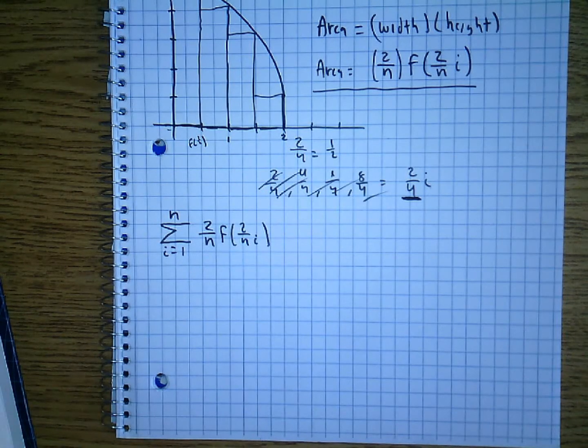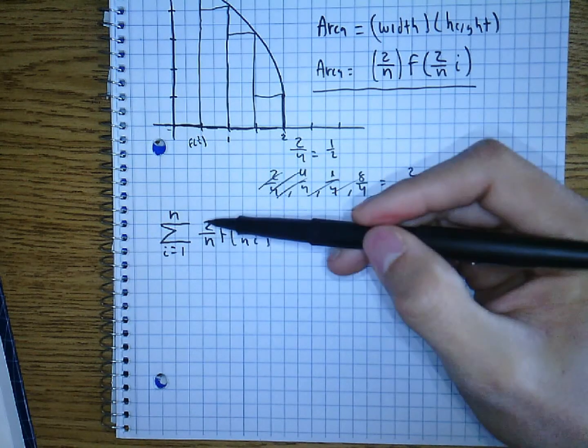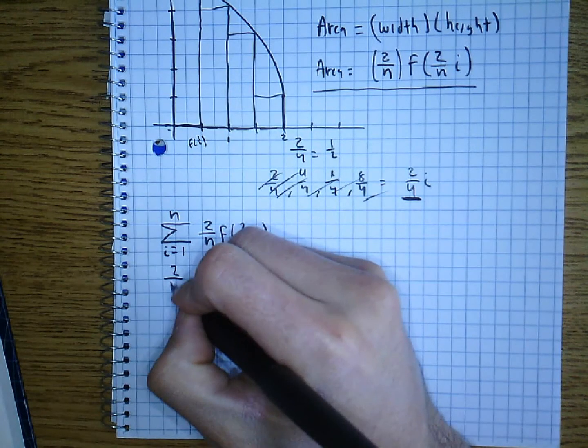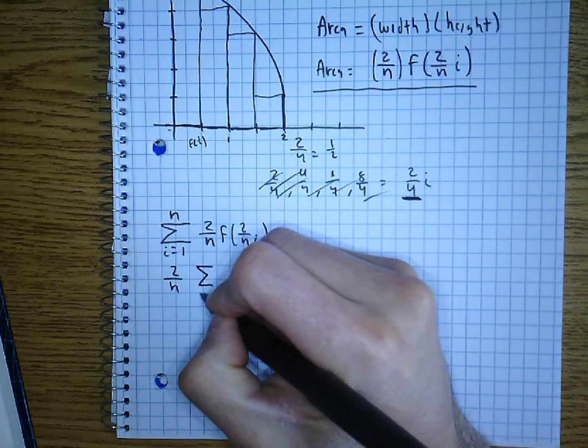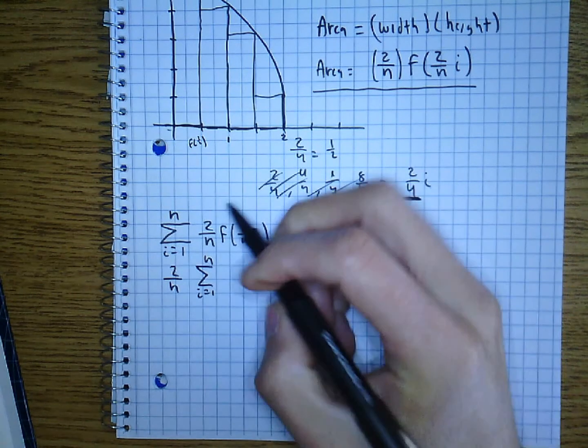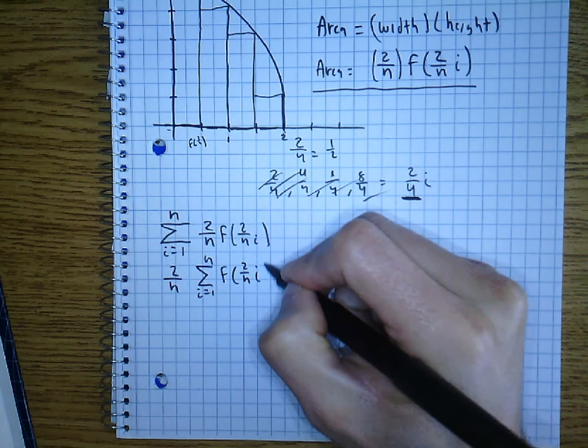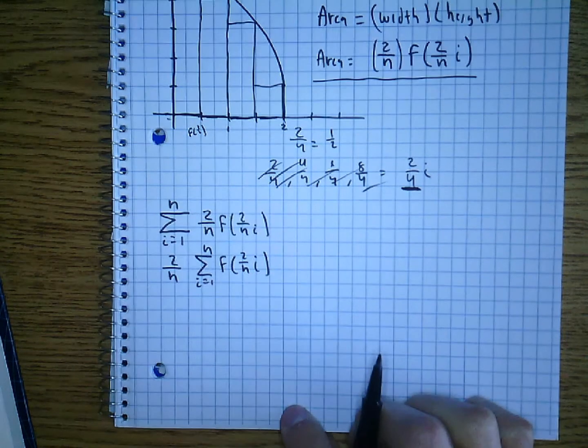Okay, so at this point, let's talk about a few things when I look at this. n is just a constant, so 2/n is a constant, so I'm going to be able to pull out a 2/n. Now I'm left with this idea of f of 2/n i. So what does that mean?